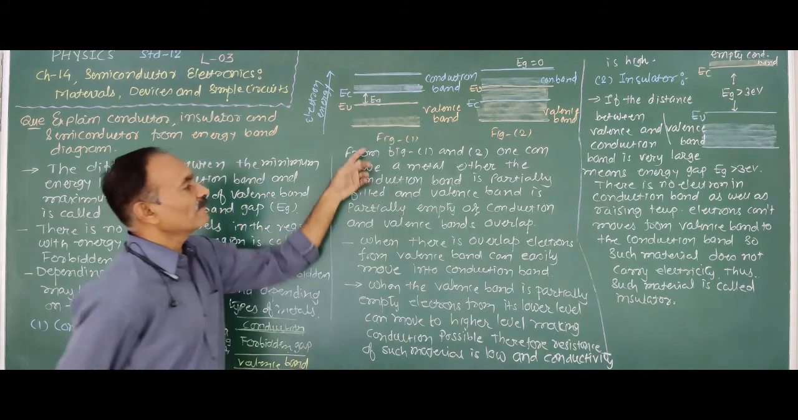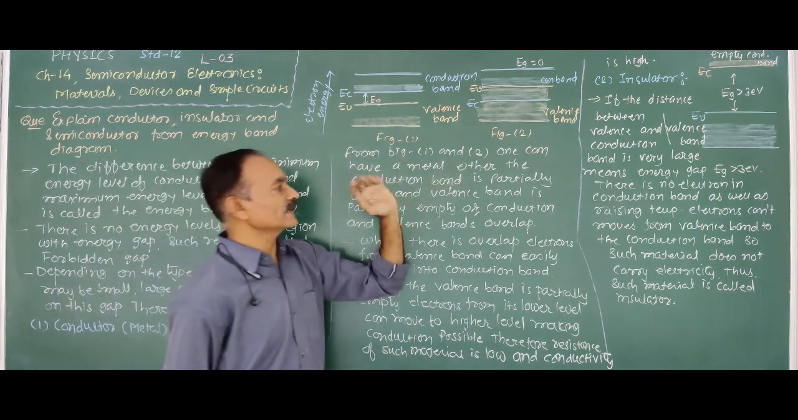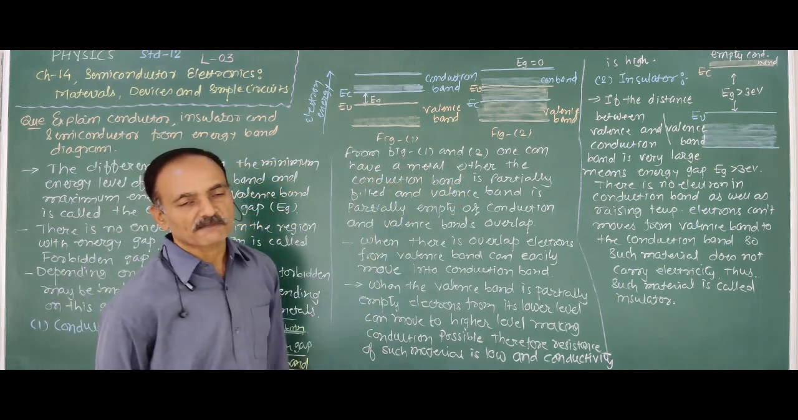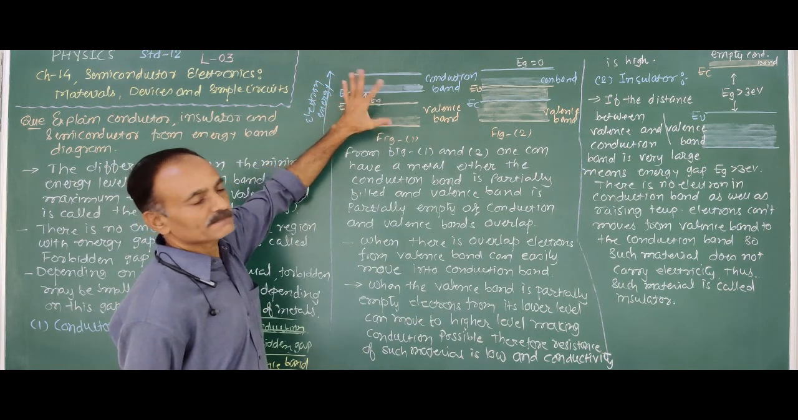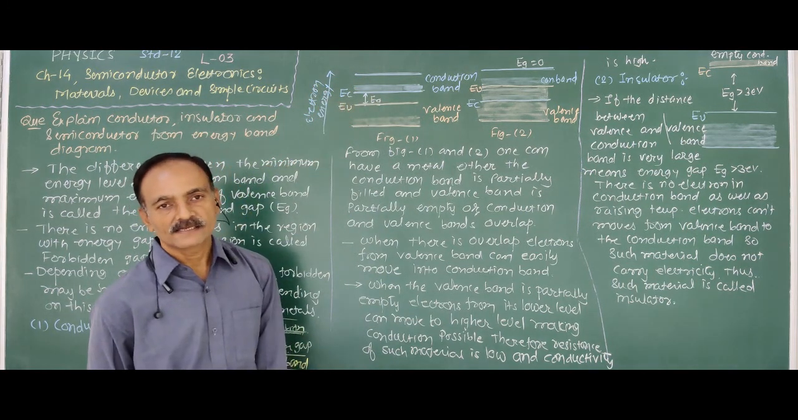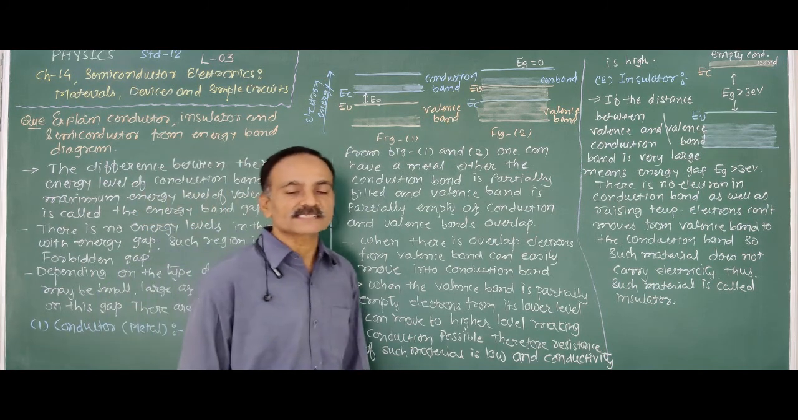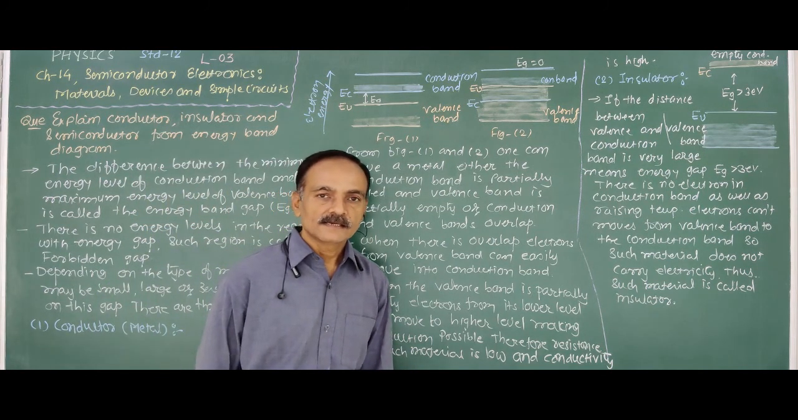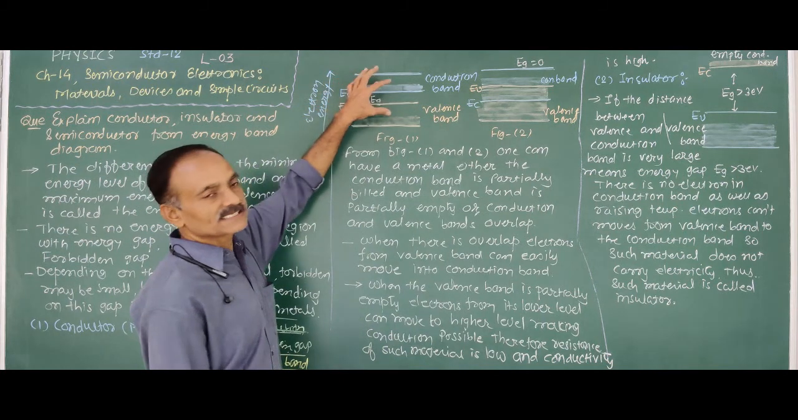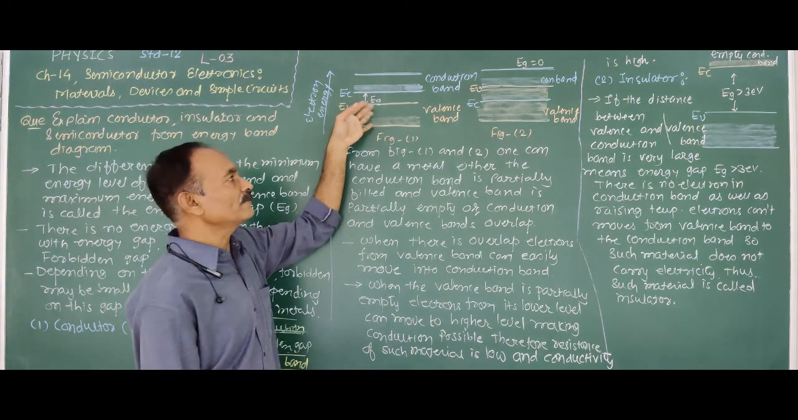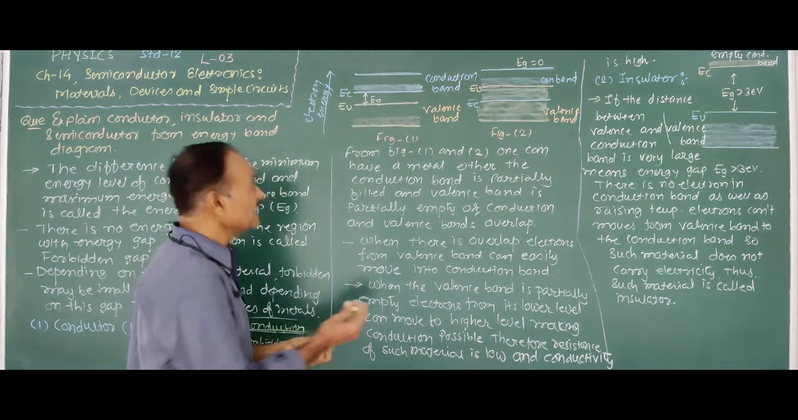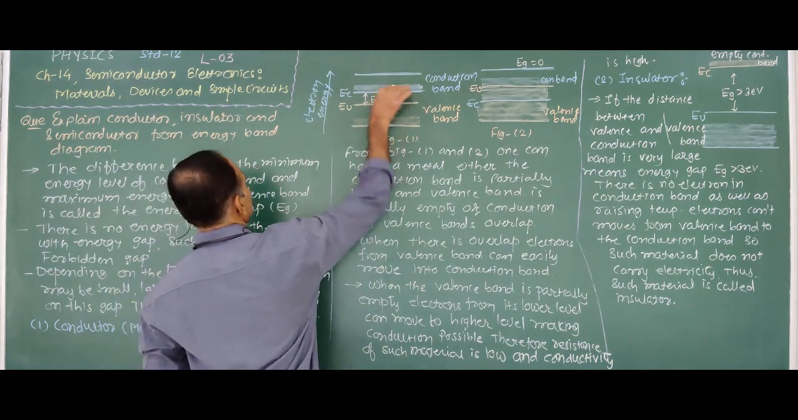From figures 1 and 2, one can have the metal where either the conduction band is partially filled and the valence band is partially empty. Why partially filled and partially empty? Because here the band gap energy is less, that means the size of the forbidden gap is less. Therefore, electrons from the valence band can easily enter the conduction band.